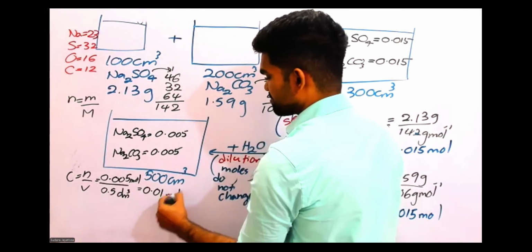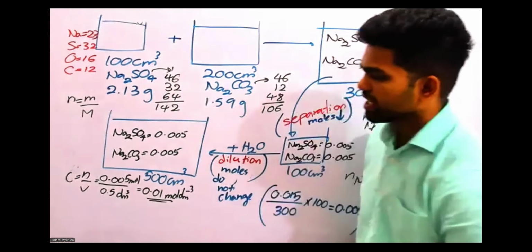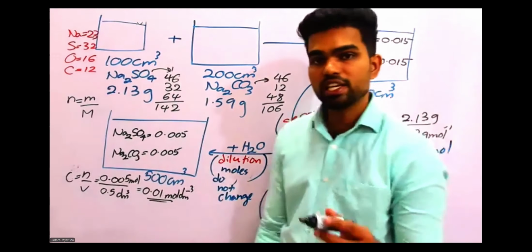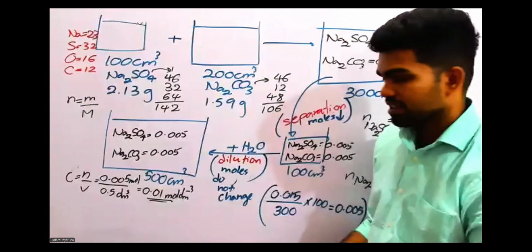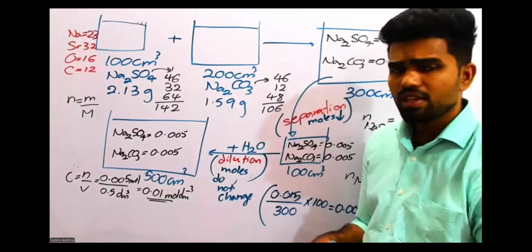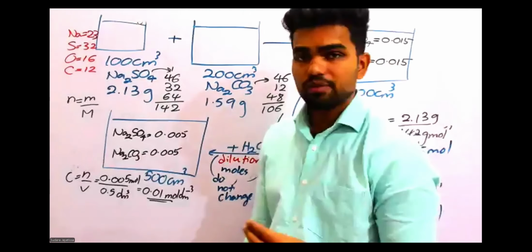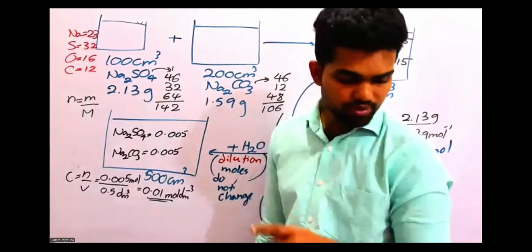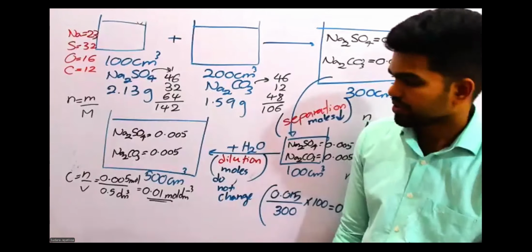0.01 moles per decimeter cube. This is the concentration of sodium sulfate and sodium carbonate. Both have the same concentration. Understand? Both have the same concentration. And then remember one thing. They are asking something in the question about sodium concentration and carbonate concentration also.